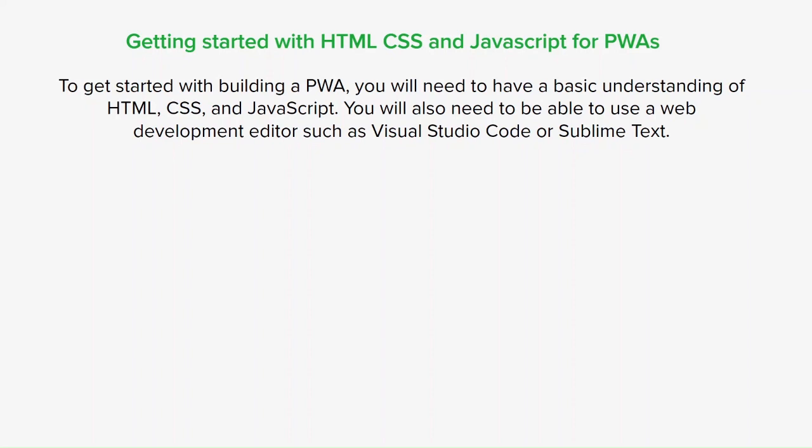So let's look at some basics of HTML, CSS, and JavaScript for our PWA. Firstly, you have HTML, which stands for Hypertext Markup Language. HTML is used to create the structure of a web page, and it defines the content of the page, including headings, paragraphs, images, and links. HTML is a markup language, meaning it uses tags to define the structure and content of a web page.